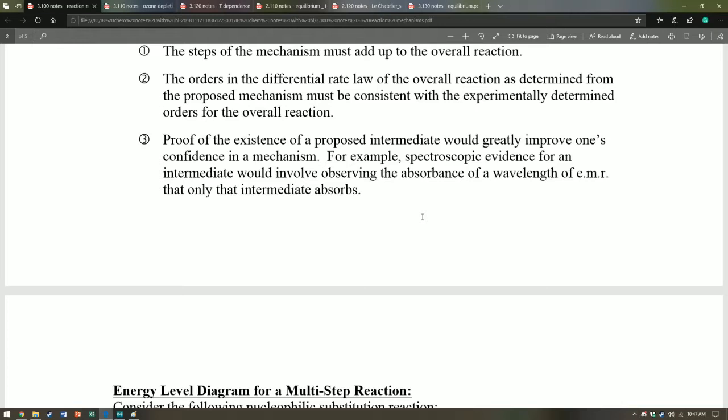So for example, spectroscopic evidence that the intermediate would absorb a specific wavelength. Say you encounter absorbance of that particular wavelength during the reaction, it would be very strong evidence to propose that the intermediate does exist when that reaction occurs.